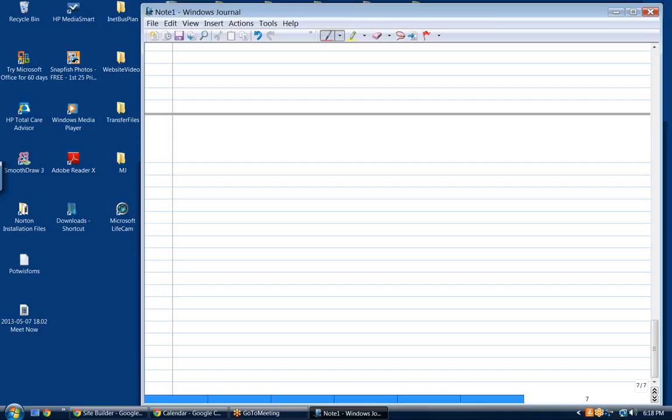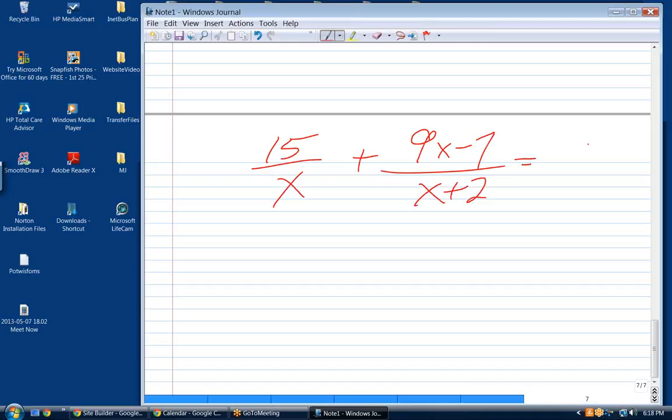What else you got? 15 over x plus 9x minus 7 over x plus 2 equals 9. Okay. Now, this one's a little different because we don't have a denominator on the right side of the equation. We have two denominators on the left side of the equation.